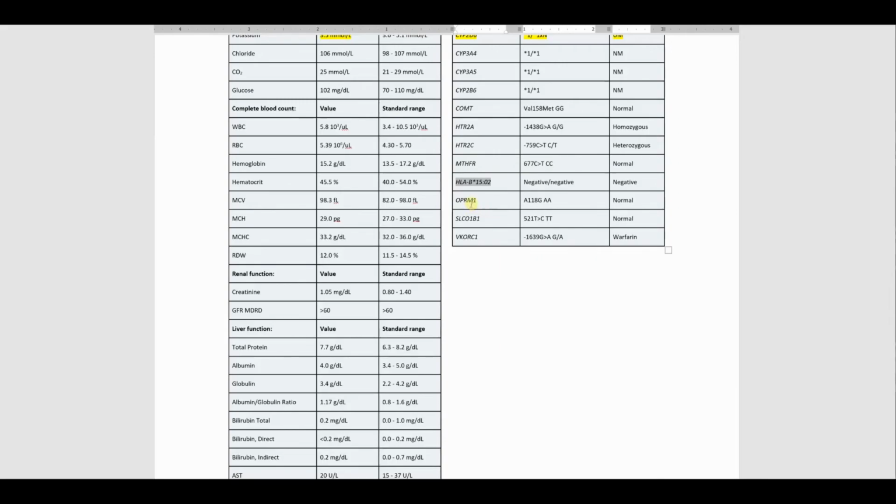OPRM1 is a gene that's sometimes looked at in pain. It's the opioid receptor gene. It's normal for that. SLCO1B1, this is a big one for statins. Normal there. And VKORC1, it just says warfarin.